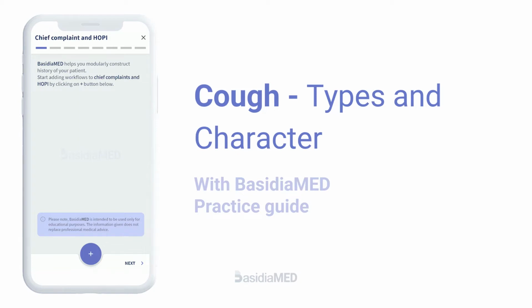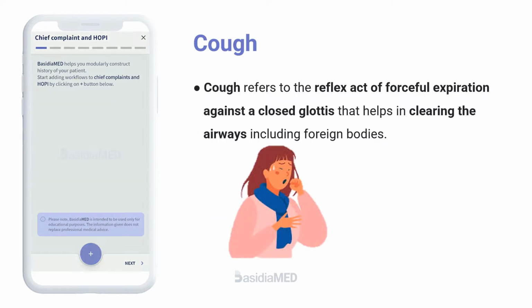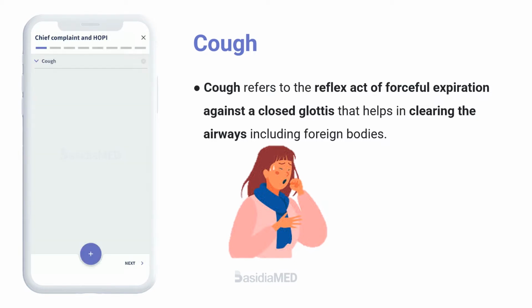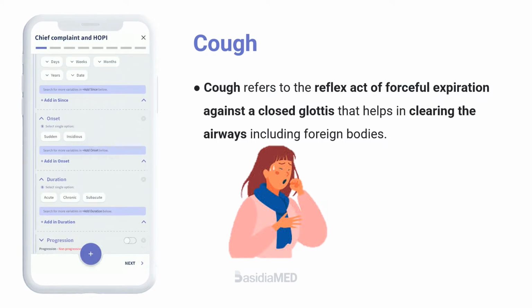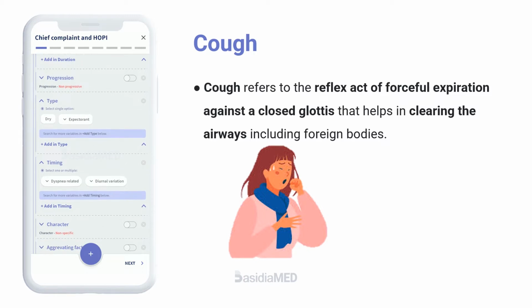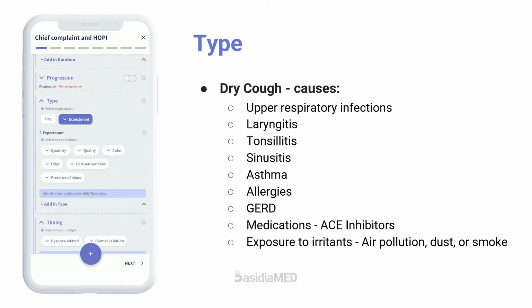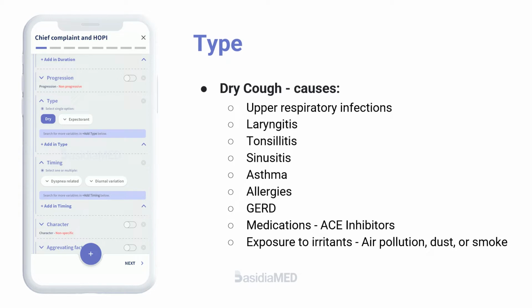Cough, types and character. Cough refers to the reflex act, a forceful expiration against a closed glottis, that helps in clearing the airways, including foreign bodies. Two types of cough can occur in a patient, namely, dry cough and expectorant or wet cough. A dry cough is a cough that doesn't bring up mucus.